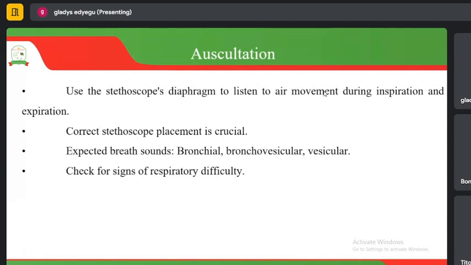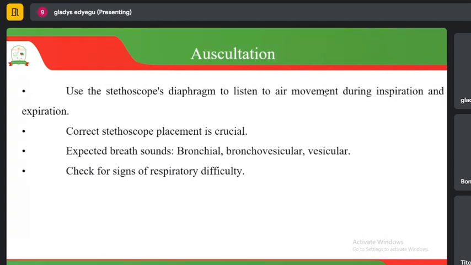So you have to listen to the air movement during the inspiration and expiration. So when you're listening, you should have the knowledge and the idea of how the normal air is supposed to get into the lungs and how the abnormal one is, so that you can tell whether the signs are indicative of any abnormality or the patient is not having any problem.